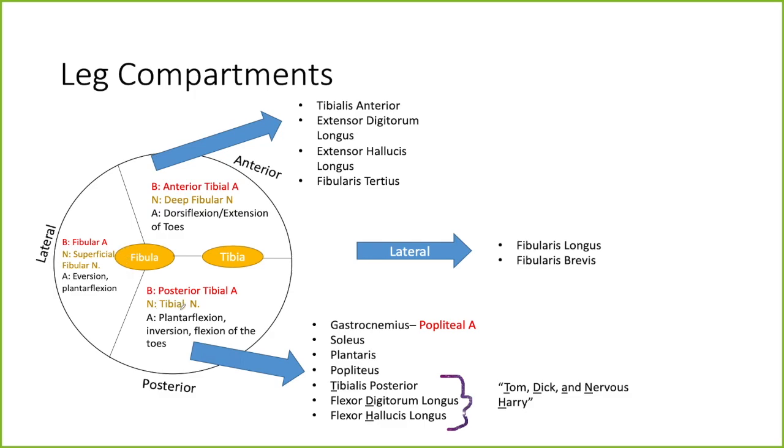We had talked about in the thigh, it mostly is tibial nerve, which came off of sciatic. And then there was one exception, which was the short head of the biceps, which was common fibular. So our tibial nerve is going to continue into that posterior compartment.